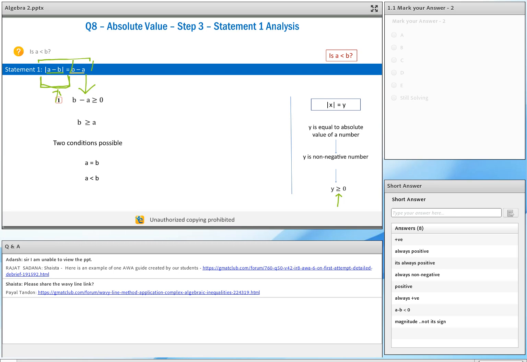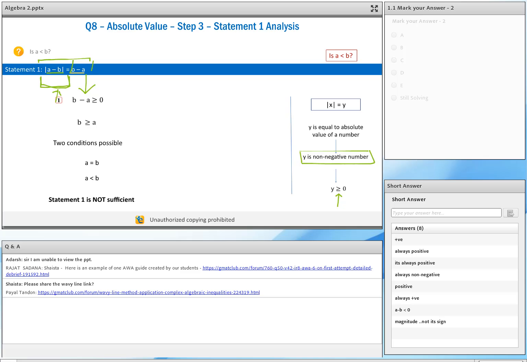So for those of you who selected choices A and D, you made the mistake of not considering the equal to 0 sign. Again, where you faltered was that you didn't consider that y is a non-negative number. You considered it just to be positive. And that's what cost you this question.